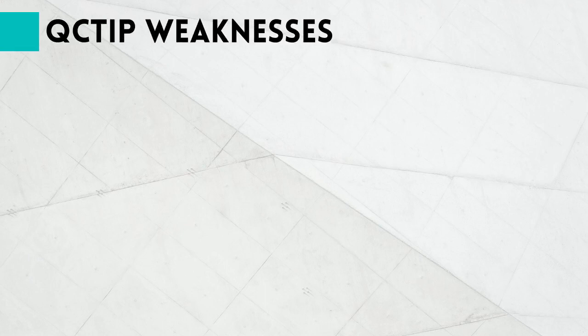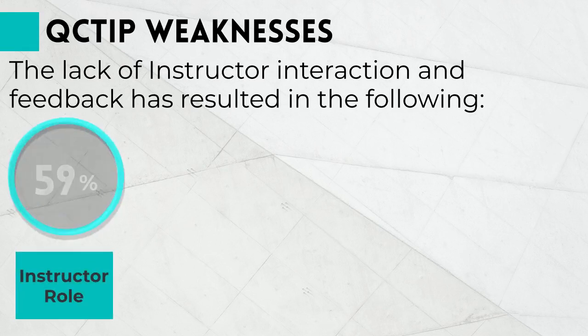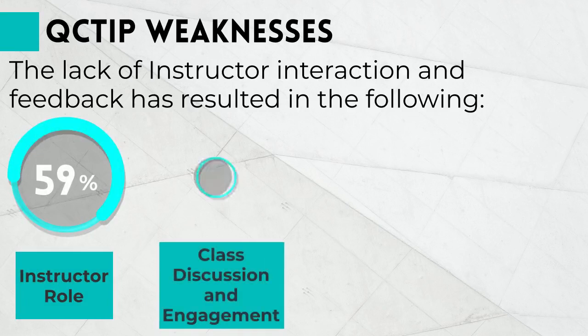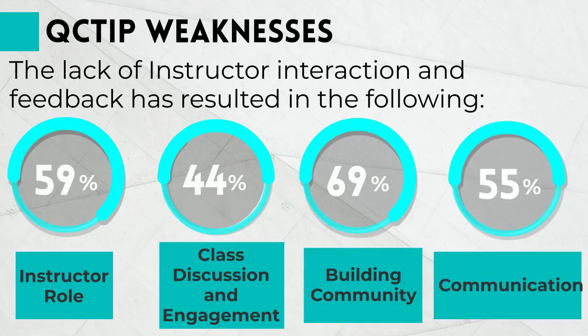Q-tip weaknesses in relation to instructor interaction. The instructor's interaction and communication with the students is heavily weighted in the Q-tip scorecard. In the LDT 100X course, the lack of feedback and interaction has resulted in the following scores, which have all been adjusted to accommodate criteria that could not be evaluated. Instructor role earning a 59%, class discussion and engagement with a 44%, building community at a 69%, and communication coming in at a 55%. These scores all indicate the importance of an instructor's interaction in the effectiveness and successfulness of a course.